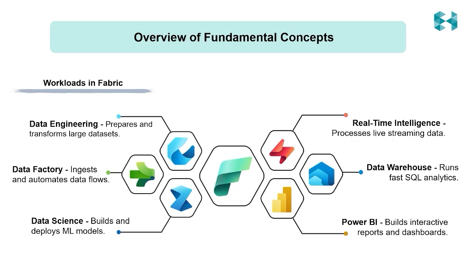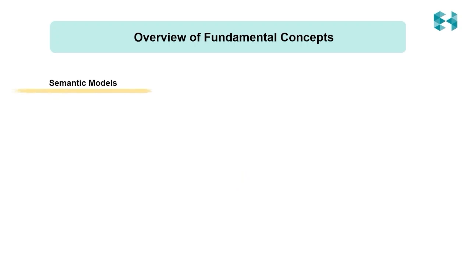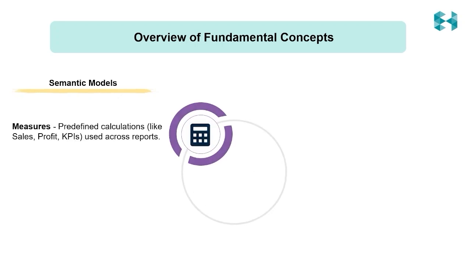You do not need 5 different tools anymore. Everything is unified under OneLake. Next we have semantic models. Semantic models define measures, predefined calculations like sales, profit, and KPIs used across reports.